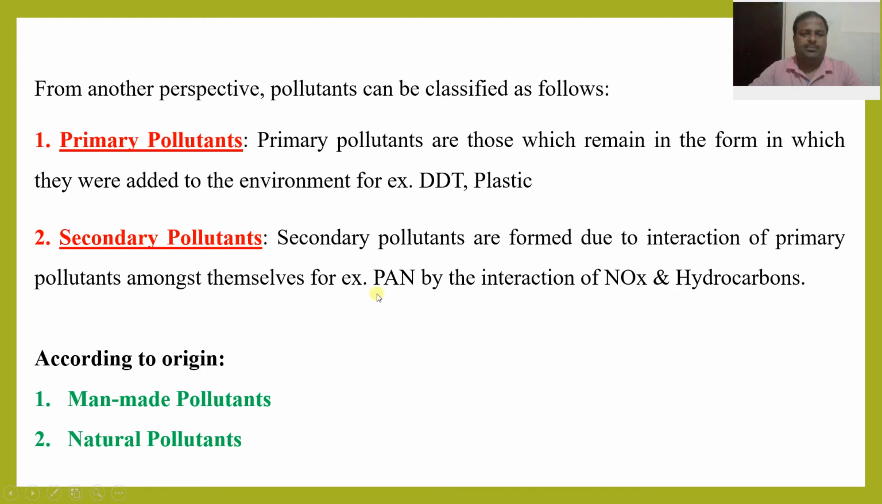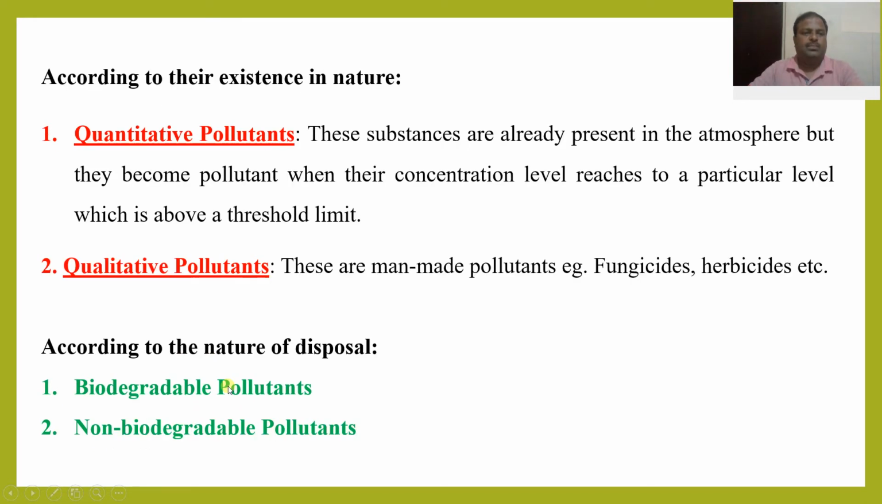Whereas secondary pollutants are formed due to the interaction of primary pollutants amongst themselves. For example, PAN, that is peroxyacetyl nitrate, by the interaction of nitrogen oxides and hydrocarbons. So next, according to origins, there are two types, man-made pollutants and natural pollutants. Next classification, according to their existence in nature, quantitative pollutants and qualitative pollutants.